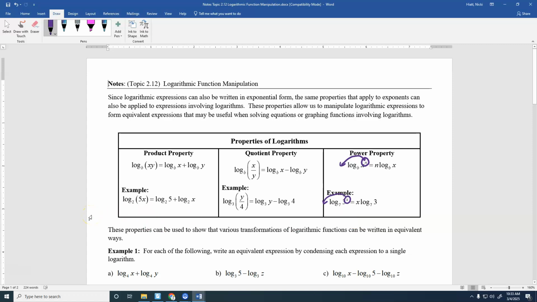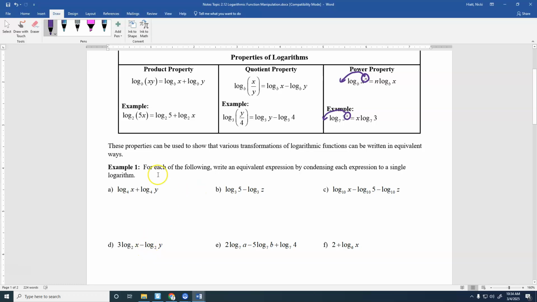So there's basically two things we're going to learn how to do today. We are going to learn how to take multiple logs and combine them to make one log, or take one log and break it back apart into several logs. For the first one, we are practicing condensing these down into a single logarithm.